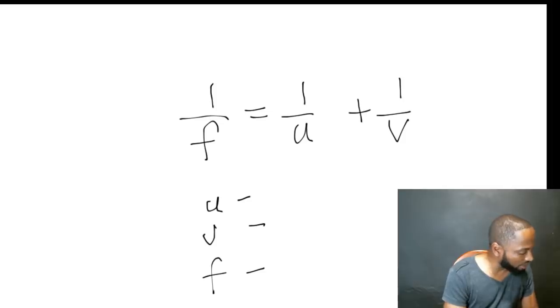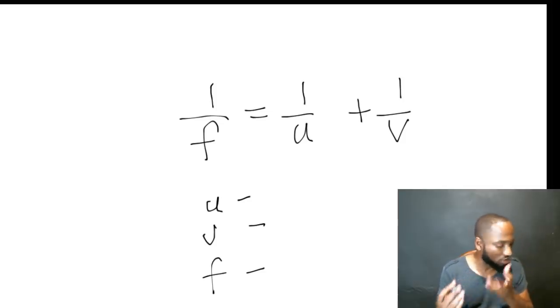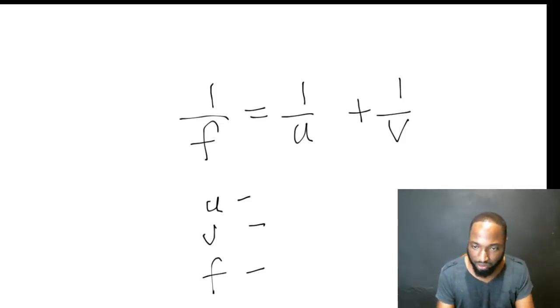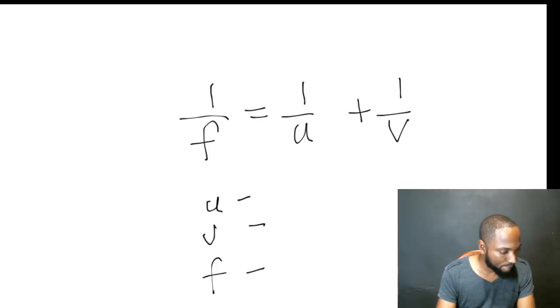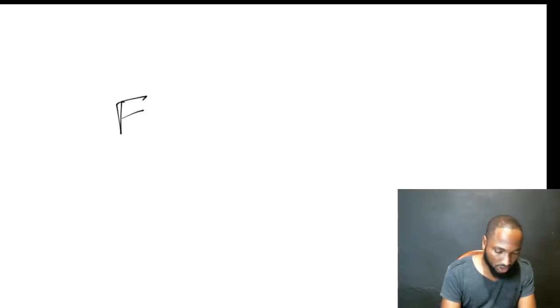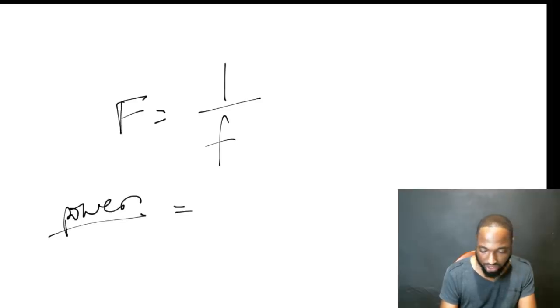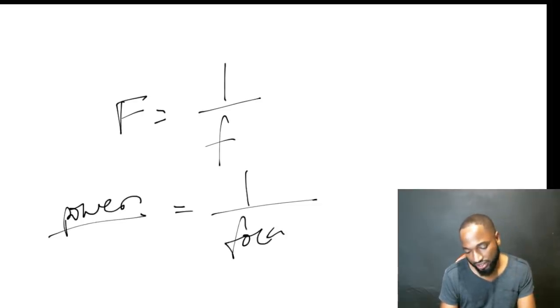One more formula that might show up. So U is the object distance, V is the image distance, F is the focal length. Finally, last thing, focal power, 1 over F. I'm not too sure about this one. This is the power of a lens, right? It's equal to 1 over the focal length.